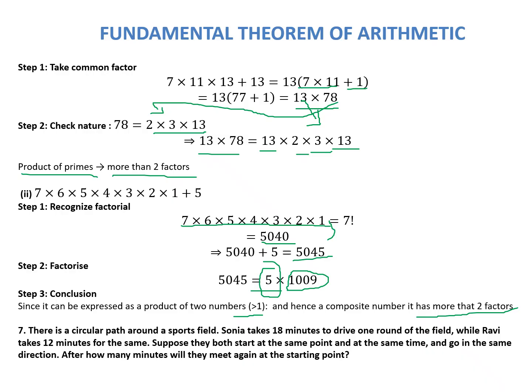Now we have another question here. This is a circular path around a sports field, and Sonia takes 18 minutes to drive one round of the field, while Ravi takes 12 minutes to do the same. Suppose they both start at the same point at the same time and they go in the same direction. After how many minutes will they meet again at the starting point? So we'll look at the concept here, and then we'll also look at the solution. We'll move to the next slide.